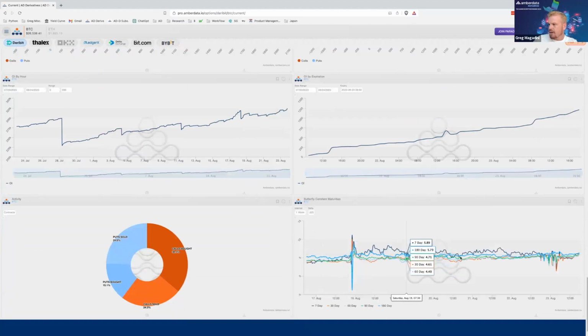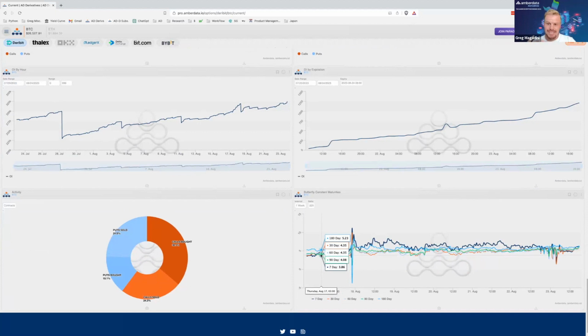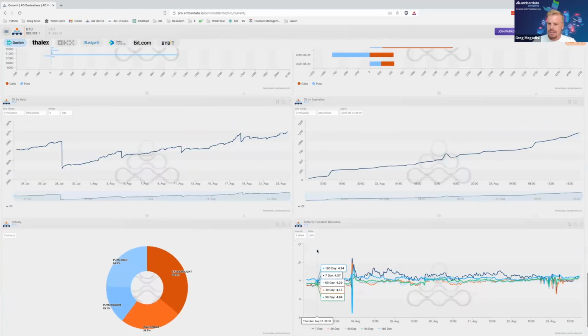We have a butterfly chart as well. It's going to show us the 25 delta butterfly over time. What does that look like? So this is the current order book tab section, and this is the type of charts that you'll find here.